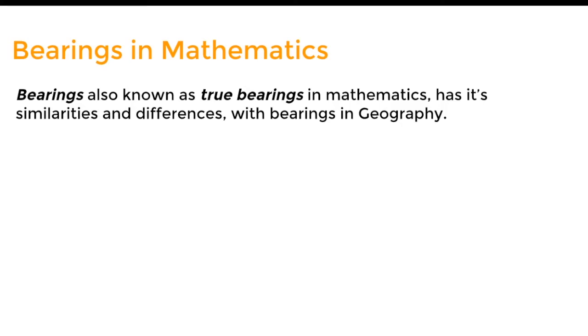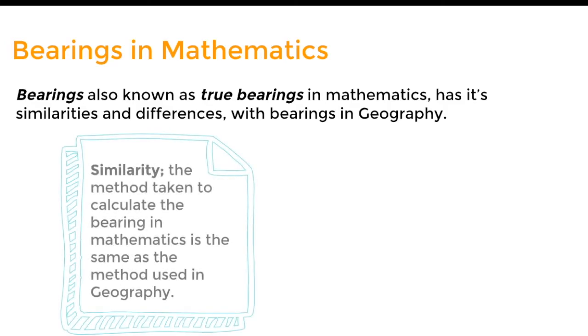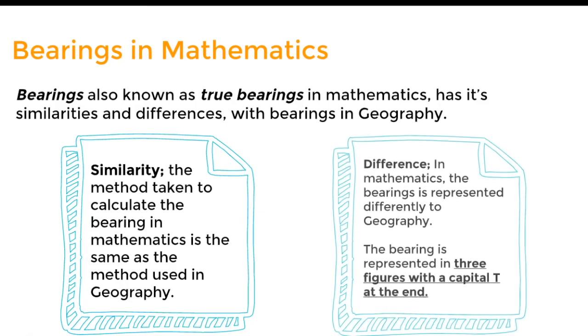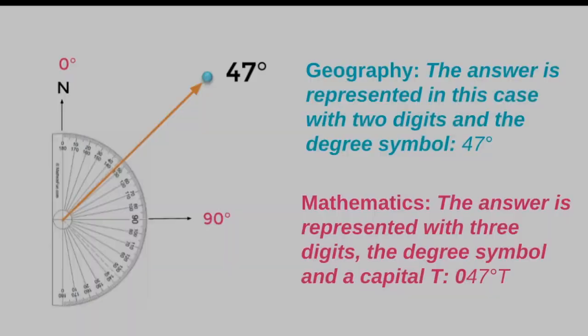Lastly, I will address similarities and differences between bearings in mathematics and geography. Bearings are also known as true bearings in mathematics. A similarity between bearings in maths and geography is that the method remains the same. However, a difference is that bearings are represented differently in maths compared with geography.